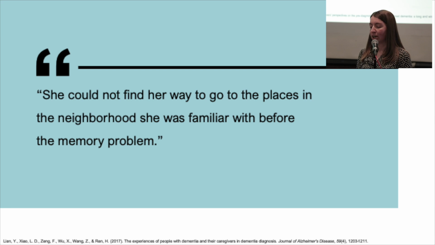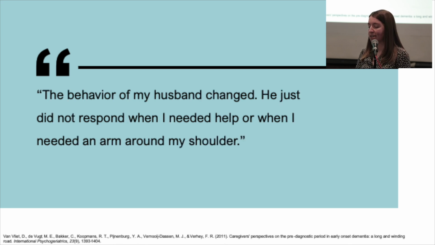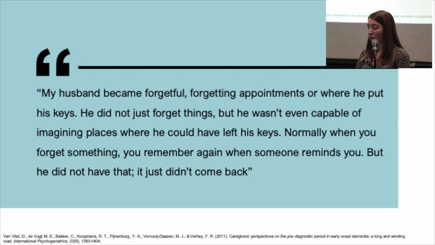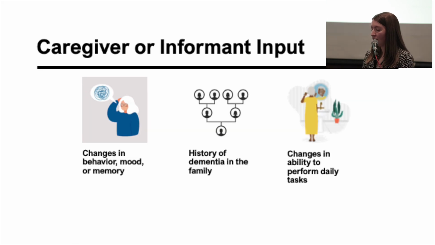The behavior of my husband changed. He just did not respond when I needed help or when I needed an arm around my shoulder. My husband became forgetful, forgetting appointments or where he put his keys. He did not just forget things, but he wasn't even capable of imagining where he could have put his car keys. Normally when you forget something, you remember again when someone reminds you, but he did not have that. It just didn't come back. And these were some of the things also that Ms. Rosenthal was illustrating in her talk for us earlier.